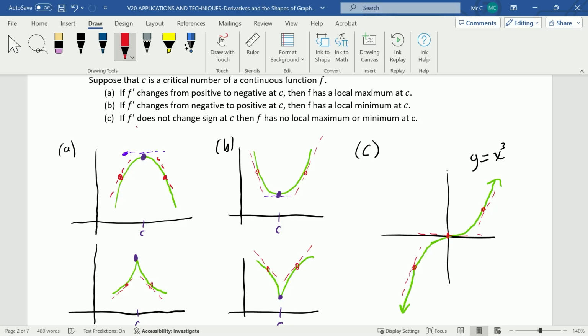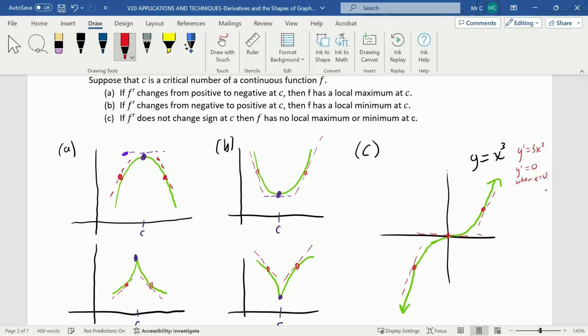And c, if f prime does not change sign at c, then f has no local maximum or minimum at c. So we look at y equals x cubed as an example. So we've got the x cubed function. We know its derivative, y prime, is 3x squared. And so we know that y prime is 0 when x equals 0, right?